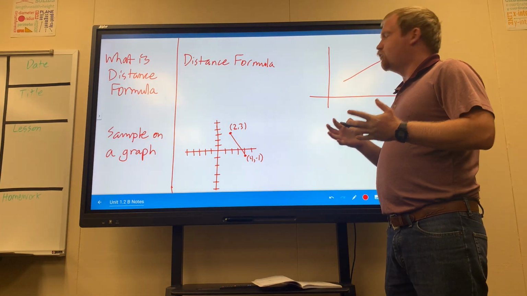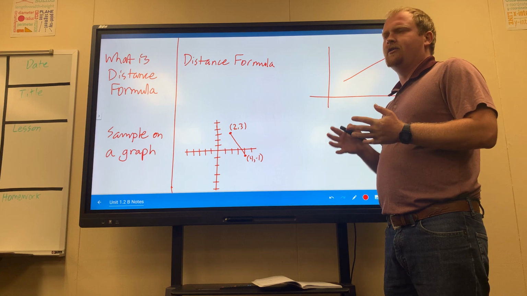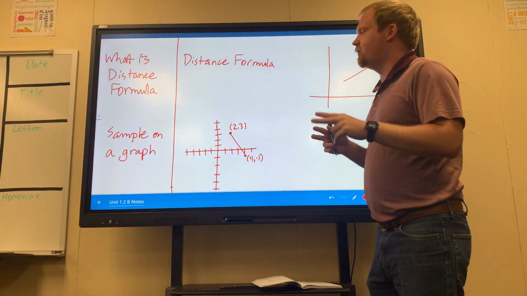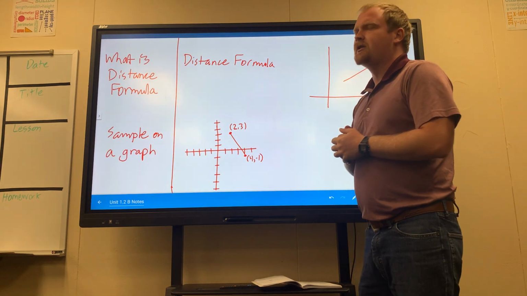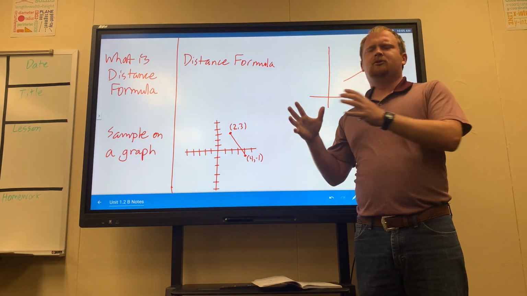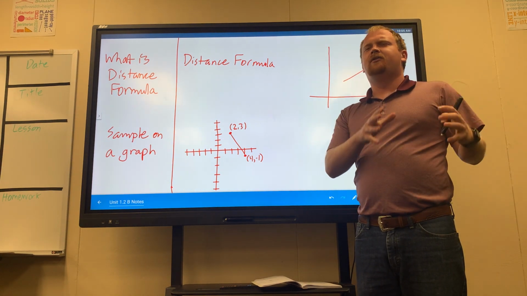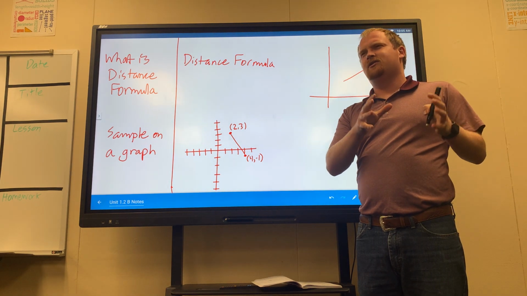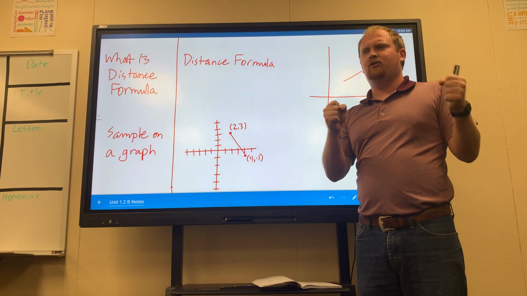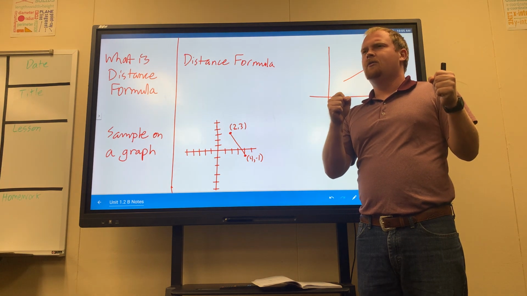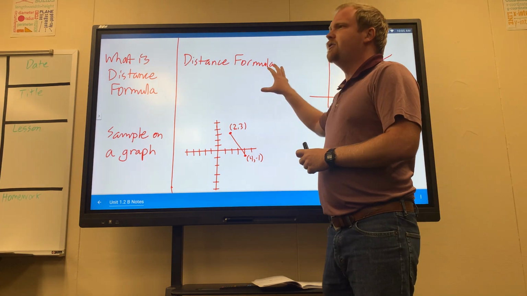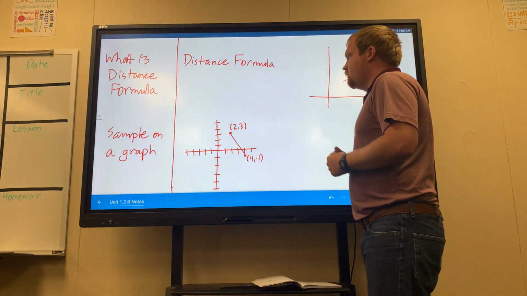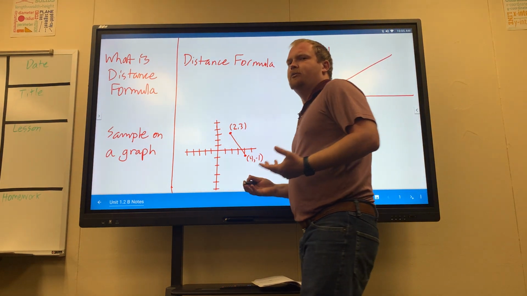Now, what the distance formula tells us, or does, is help us find the distance between two coordinate points on a graph. That's the big difference between the distance formula and the segment addition postulate. With the segment addition postulate, we're looking at segments, but that's not on a graph. The distance formula is going to help us when it comes to a graph. So what is the distance formula?